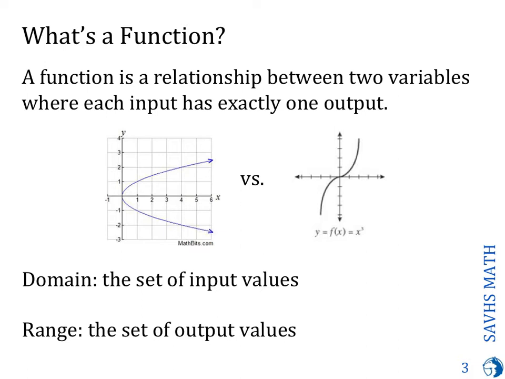Functions are relationships between x variables and y variables. And the important part is when you put in one x variable, you always get only one y output. For instance, this one right here, if I put in 3, I get out somewhere like 1.7-ish, but I could also get negative 1.7-ish. And so that, because I got two outputs, that means that this is not a function. Not a function.